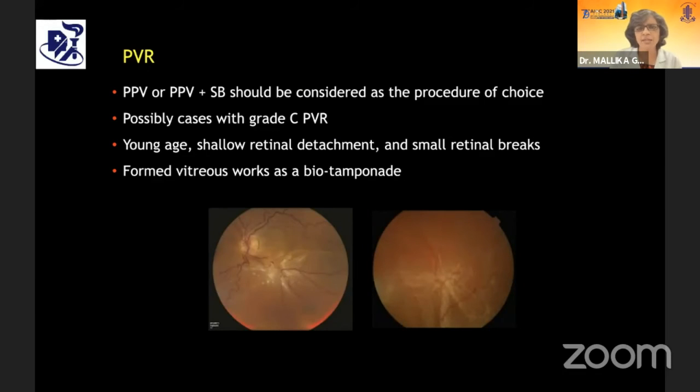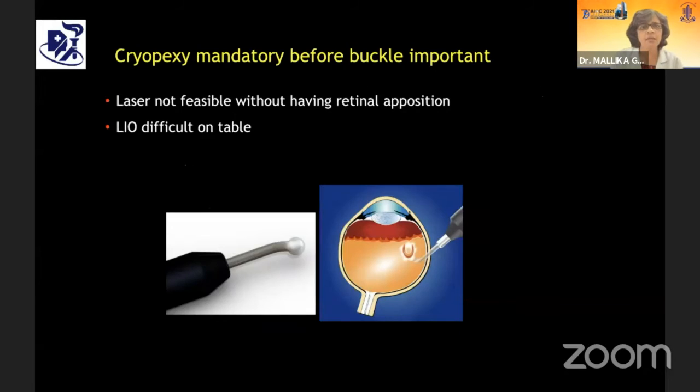Then in the presence of PVR, it is an unusual situation, but you can get away with it if there is a PVR C1 only, especially if the patient is young, with shallow RD and small retinal breaks. Buckle might succeed.